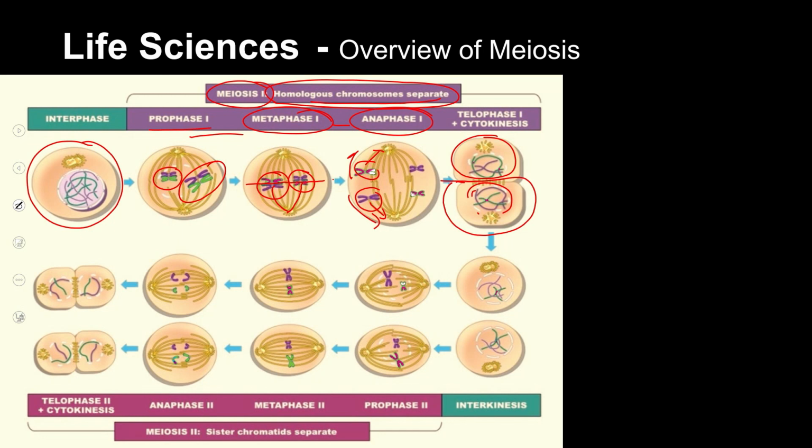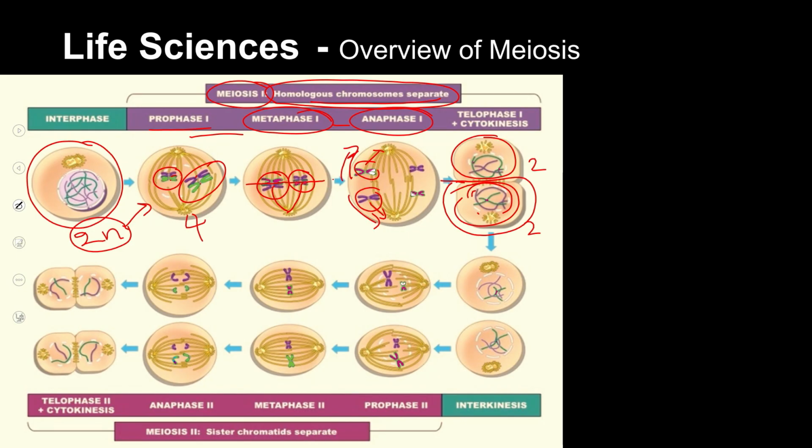Again, this cell would have been a diploid cell. We can see that it has 1, 2, 3, 4 chromosomes, and at the end, these cells will each have 2 chromosomes. We refer to this as the phase in which there is a reduction in the chromosome number, and that is clearly seen because of anaphase.